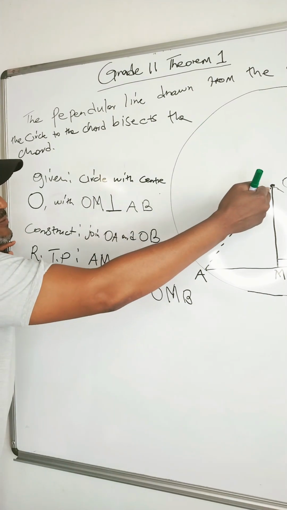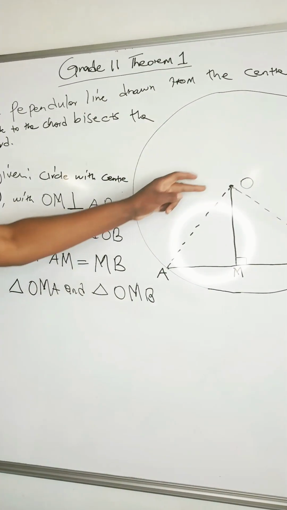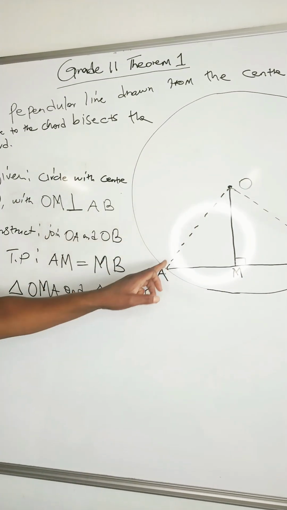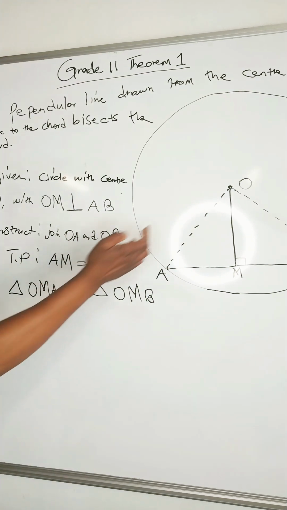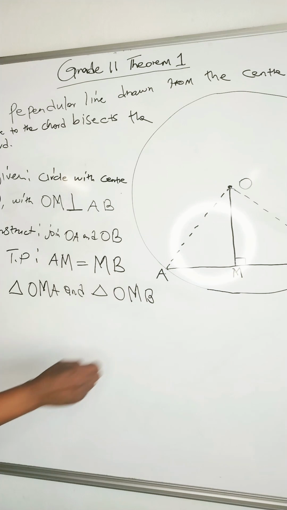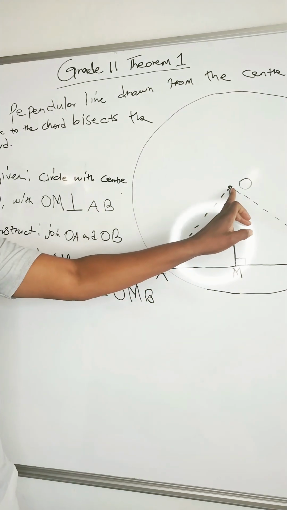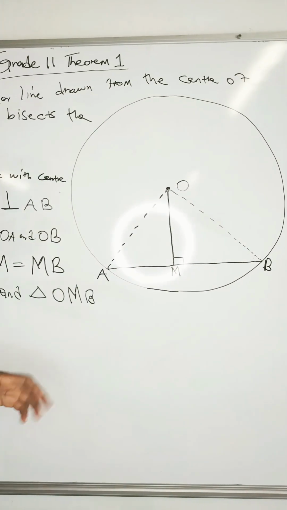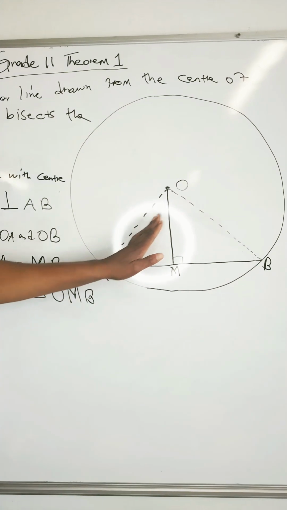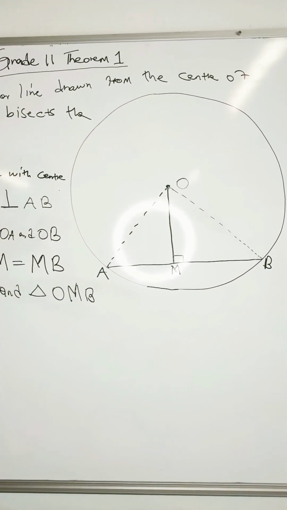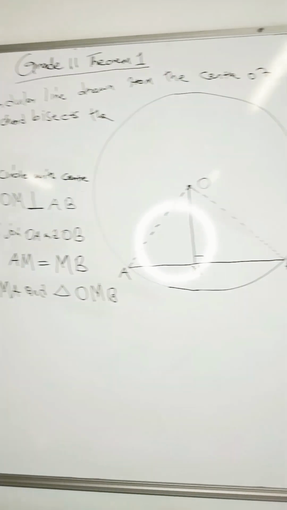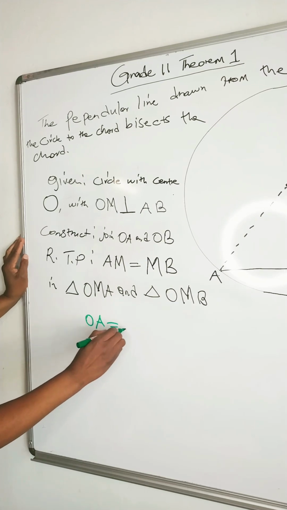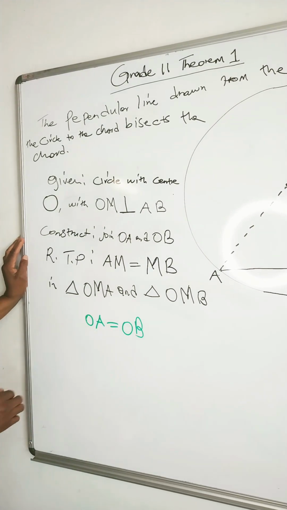If you can check this line from here to here, it's a line drawn from the center to the circumference. Can you see? That line is called a radius. And again, another line here on this triangle from the center to the circumference is called a radius. It means that these two radii are equal. Can you see that? It means OA is equal to OB.